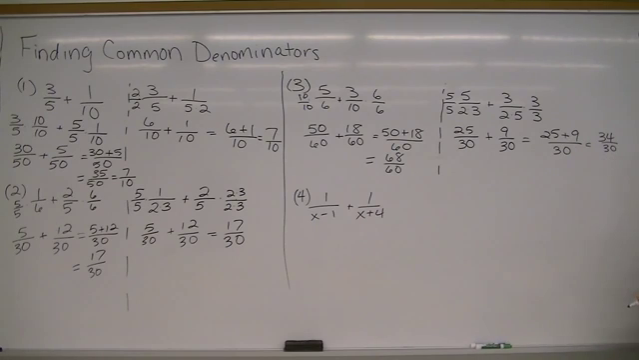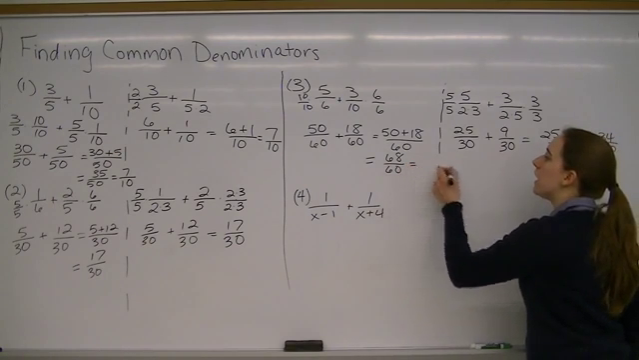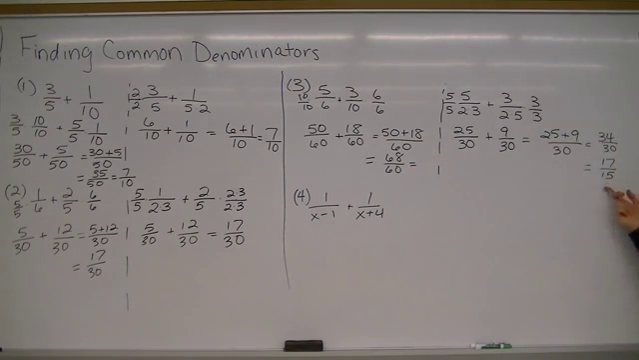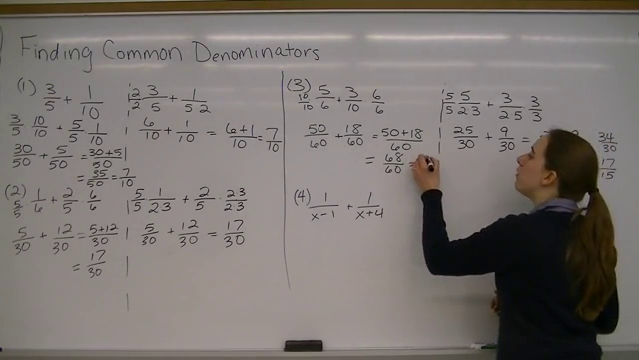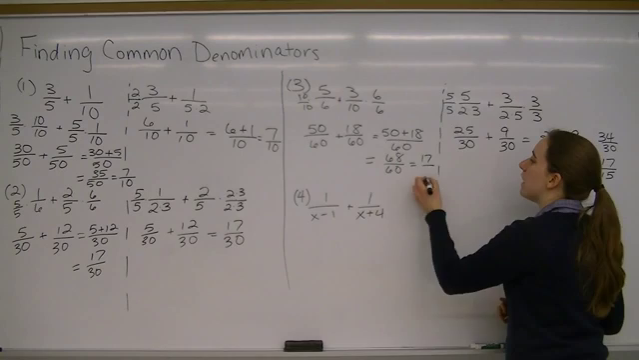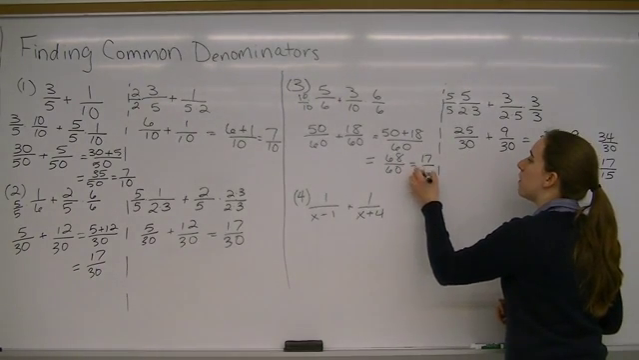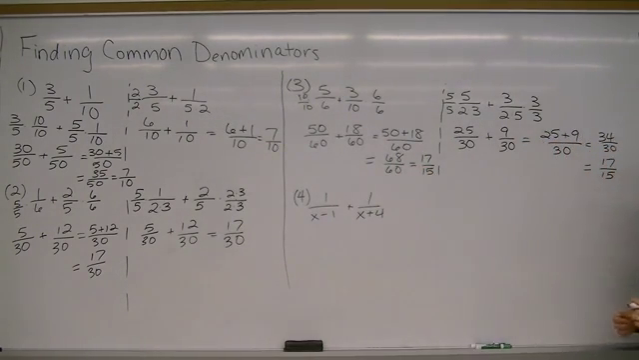Now notice that 2 goes into both 34 and 30. So this is actually going to simplify to 17 over 15, because 2 times 17 gives me 34, 2 times 15 gives me 30. Now over here, in order to get the same answer we got here, I'm going to have to take a 4 out of the top and bottom. 4 times 17 gives me 68, and 4 times 15 gives me 60.